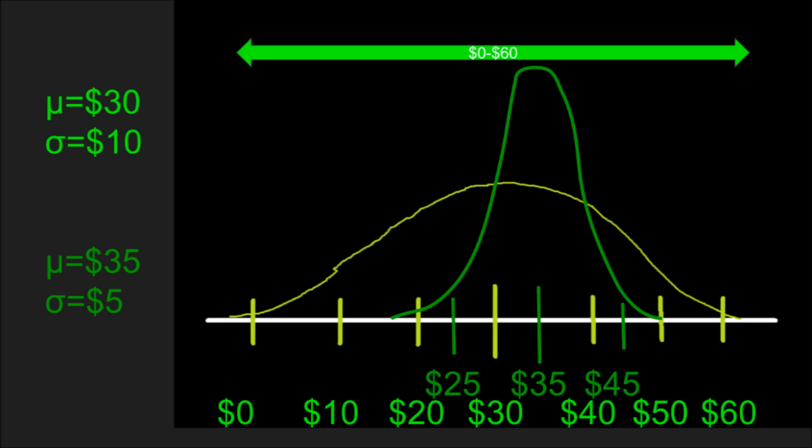Since your standard deviation is smaller, 5 is half of 10, your spread is half of what it was. Now it's 20 to 50 instead of 0 to 60. So you have a smaller spread. And the graph is also taller and thinner. This means that the graph is more tightly centered around the mean and provides more useful and clear information.